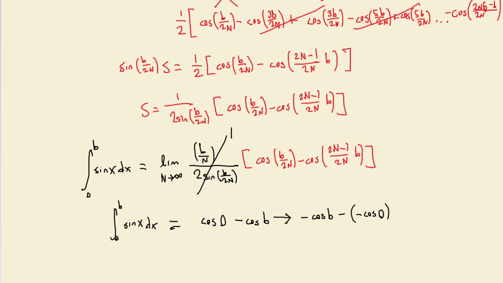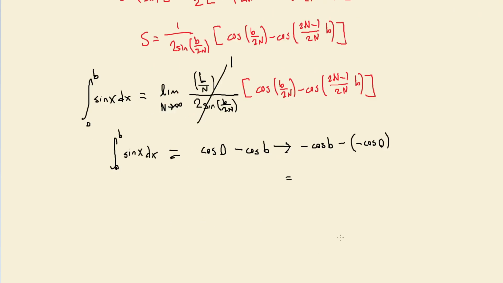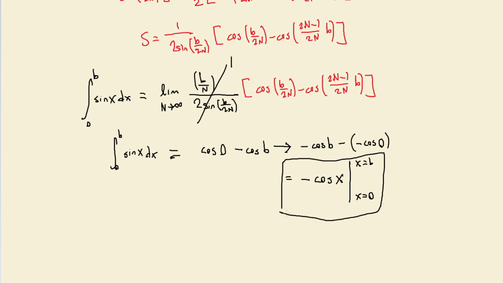And you might be wondering why I would want to rewrite that in this manner. This allows us to use our earlier notation, which said that this is equal to, it's the exact same thing, but this is just rewriting this a different way. Negative cosine of x evaluated from x equals 0 to x equals b. And so that's my final answer here.